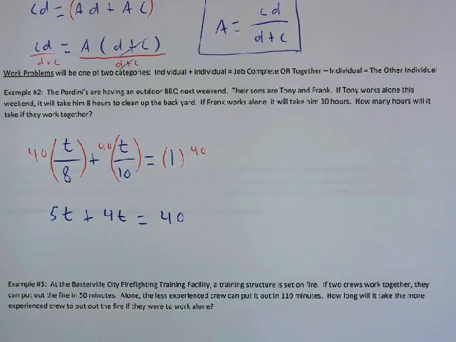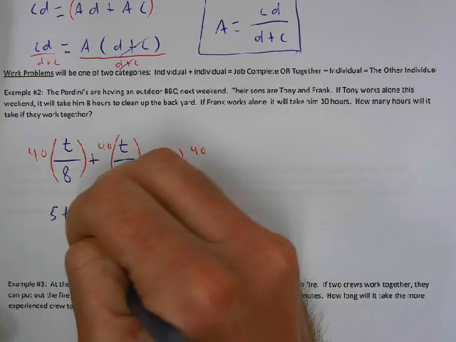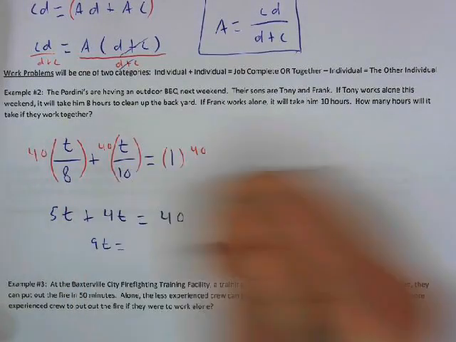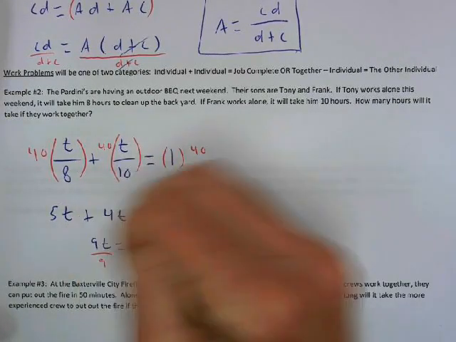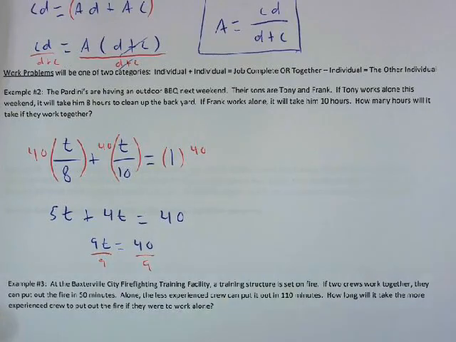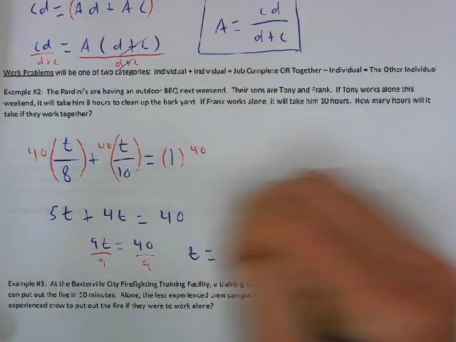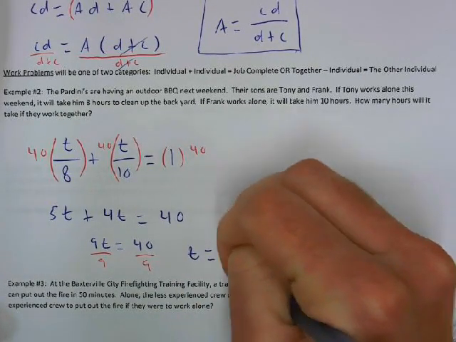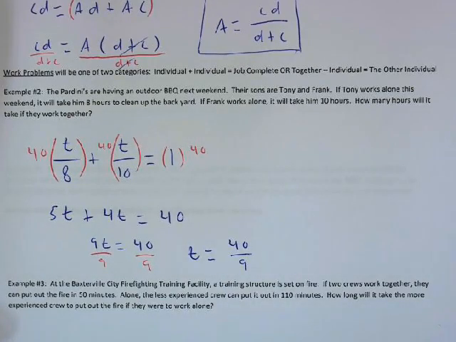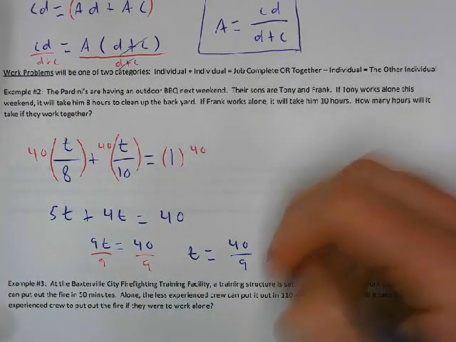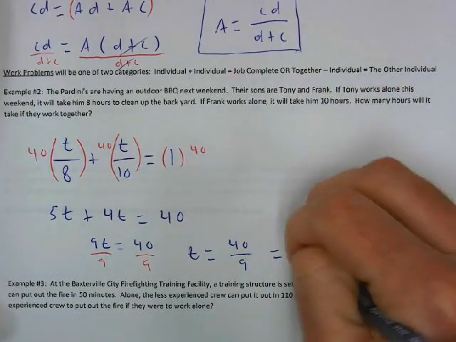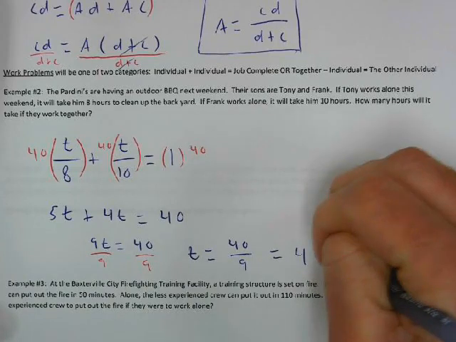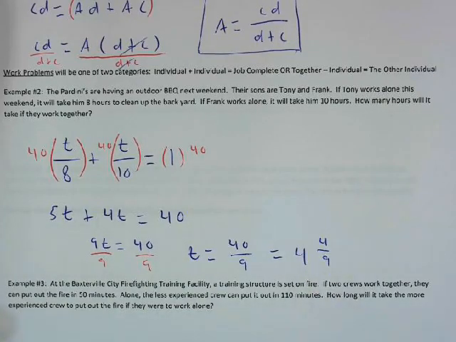Okay, and then let's see what we get. Now that we've got no more fractions, we can combine like terms. I get 9t equals 40. And if we divide both sides by 9, then we get t equals 40 over 9. And if we write that as a mixed number, 9 goes into 40 how many times? We get 4 times, with a remainder of 4 9ths left over. Which, yeah, that's a little less than 4.5.